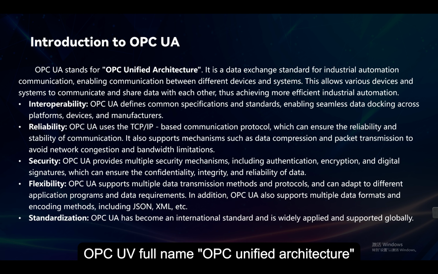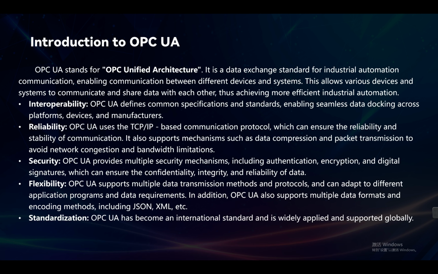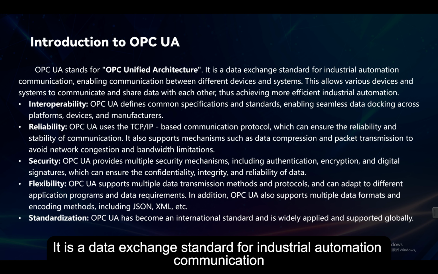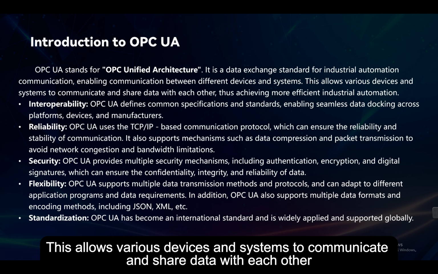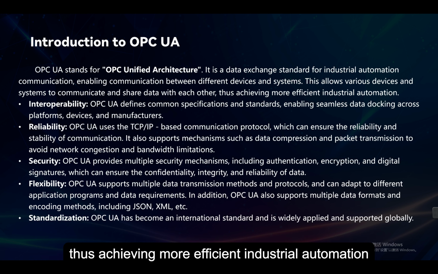OPC UA, full name OPC Unified Architecture, is a data exchange standard for industrial automation communication, enabling communication between different devices and systems. This allows various devices and systems to communicate and share data with each other, thus achieving more efficient industrial automation.